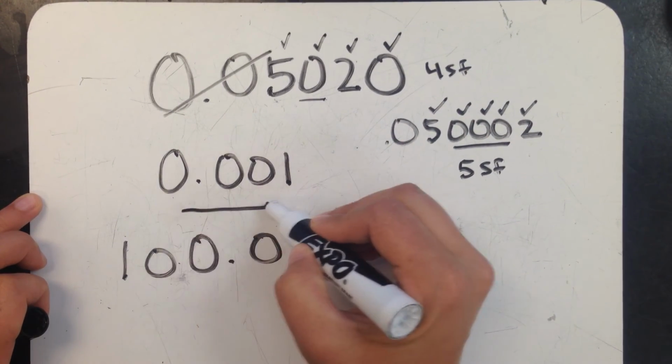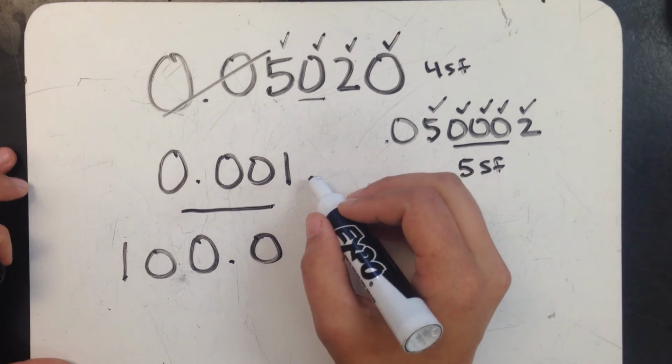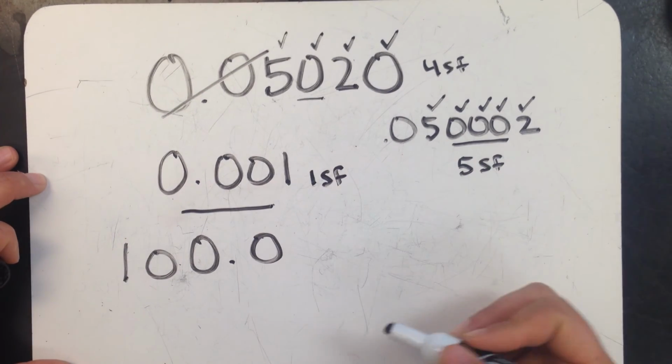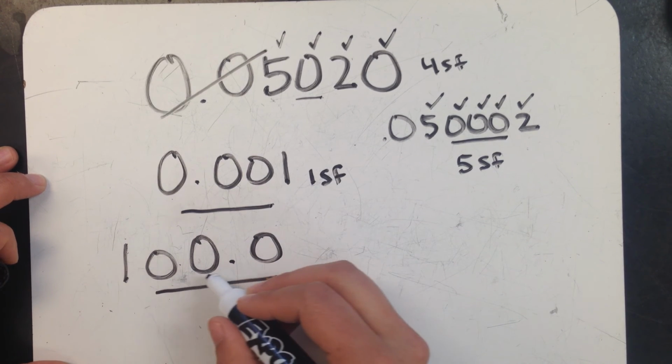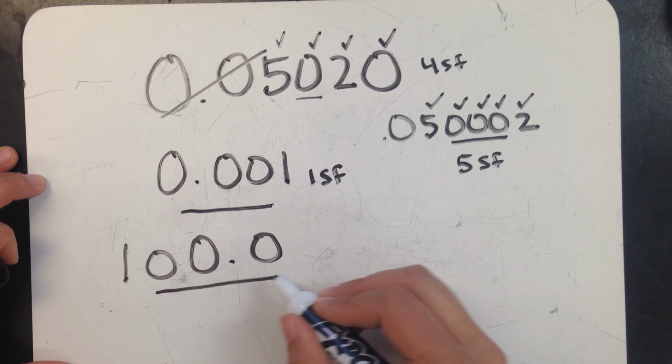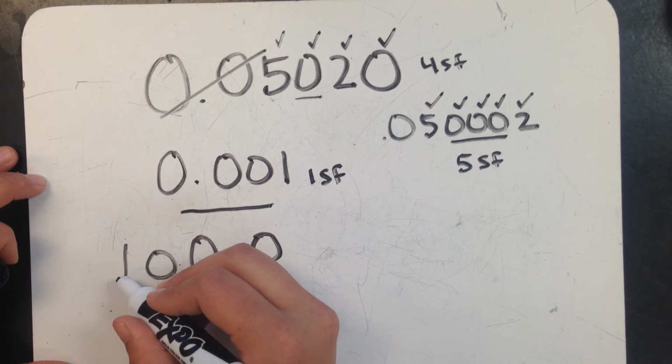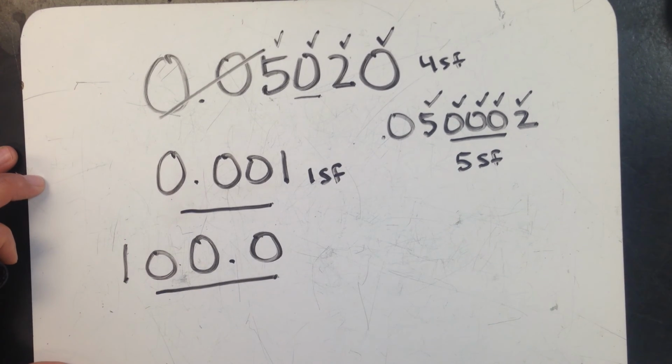Here we have zeros in front, they don't count, so this only has 1 sig fig. And here we have zeros behind, and there's a decimal, so all of those zeros count. We would have 1, 2, 3, 4 sig figs.